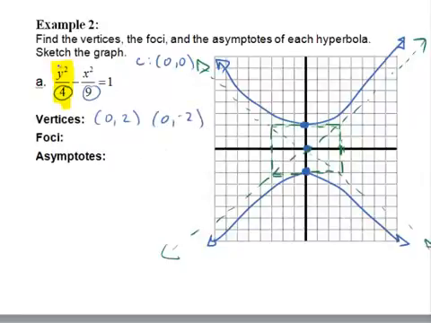To find the foci, we're going to have to use that formula, c squared equals a squared plus b squared. It does not actually matter which one is a or b because you're adding them.